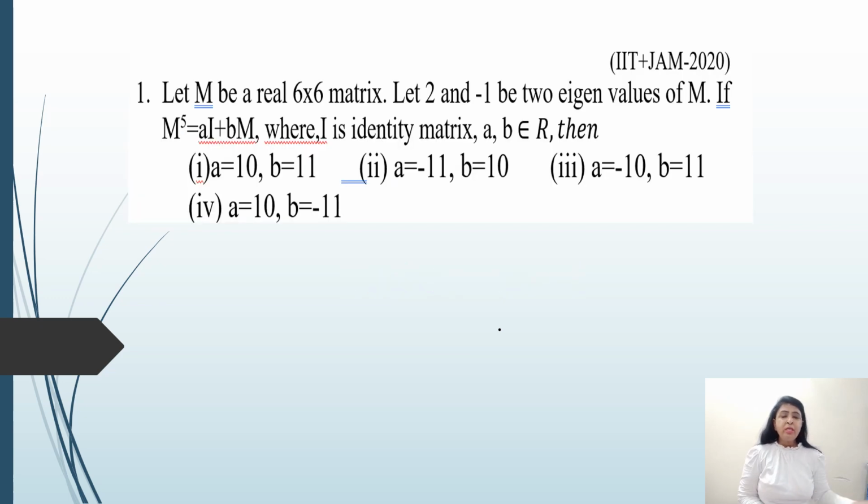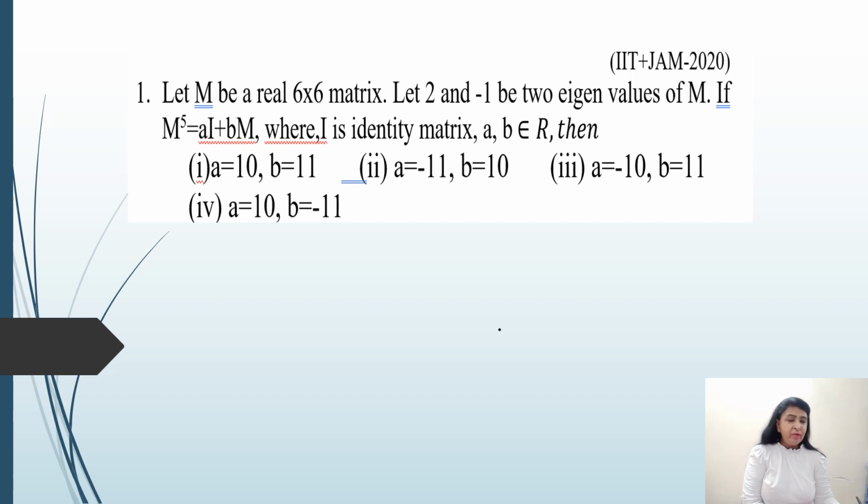The first question is, let M be a real 6 by 6 matrix. 2 and minus 1 are two eigenvalues of M. If M raised to power 5 is equal to AI plus BM, where I is the identity matrix, A and B belong to R, then which one is correct? A is 10, B is 11; A is minus 11, B is 10; A is 10, B is 11; and A is 10, B is minus 11. This we have to check.